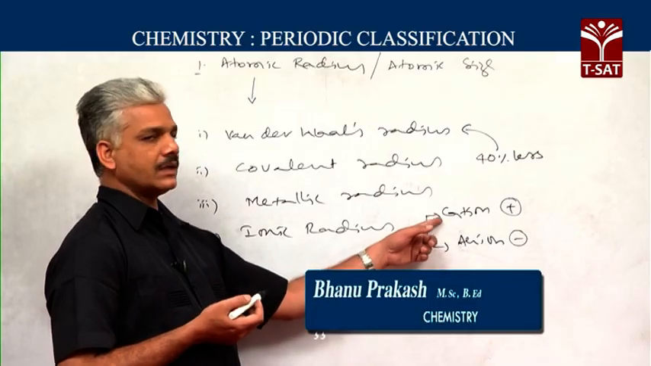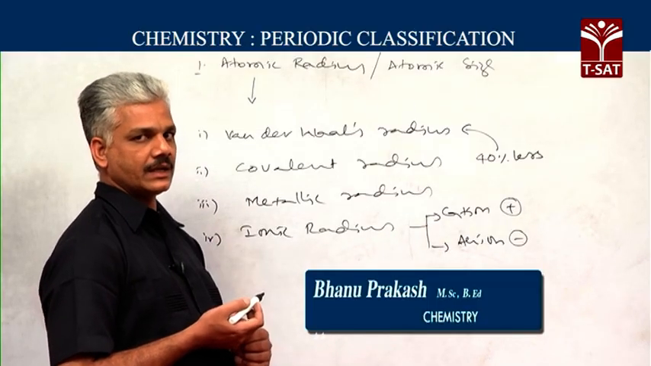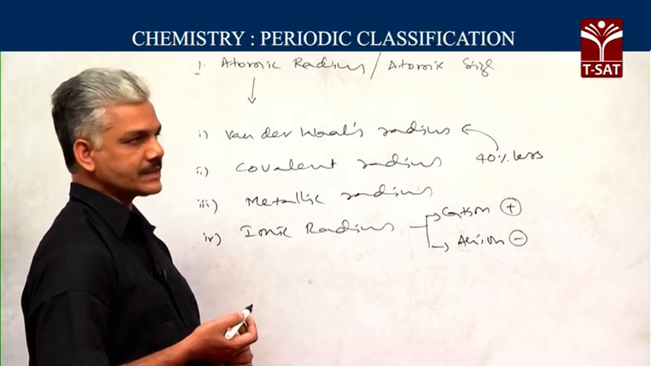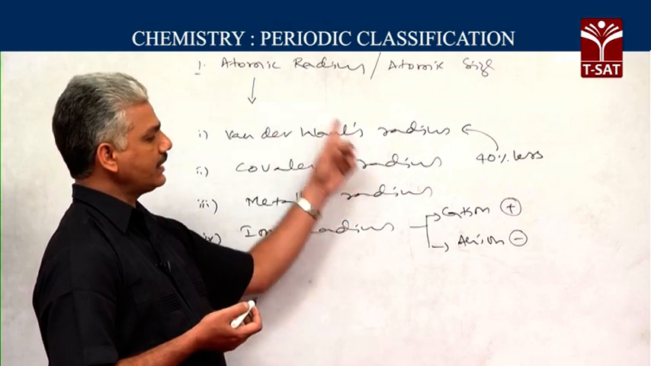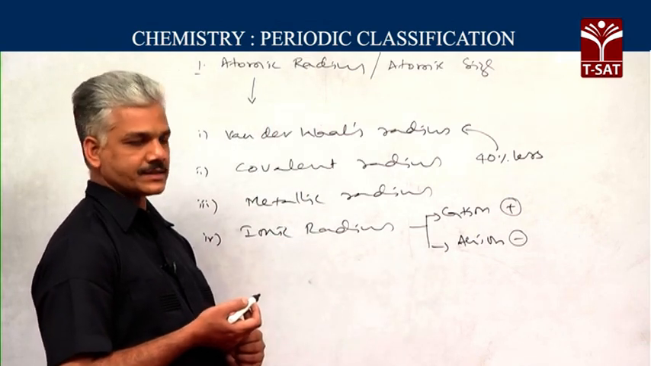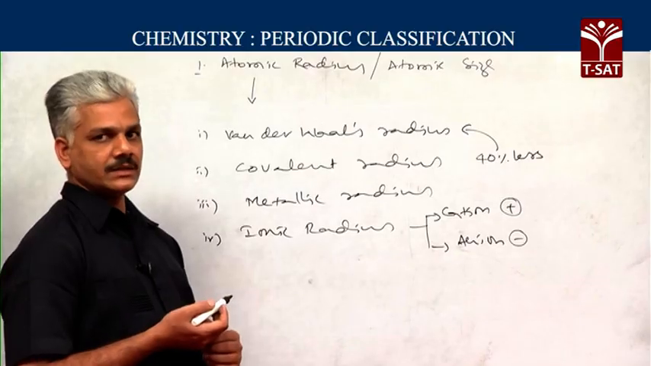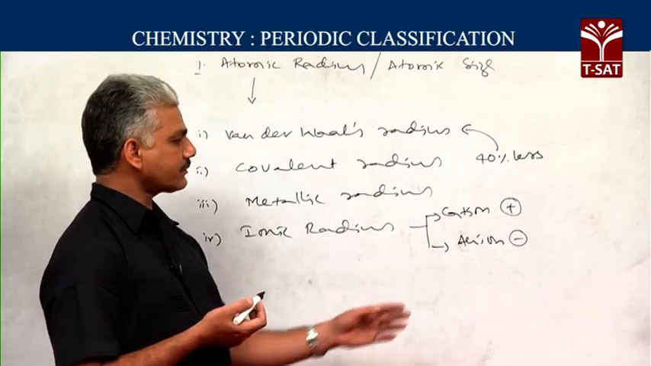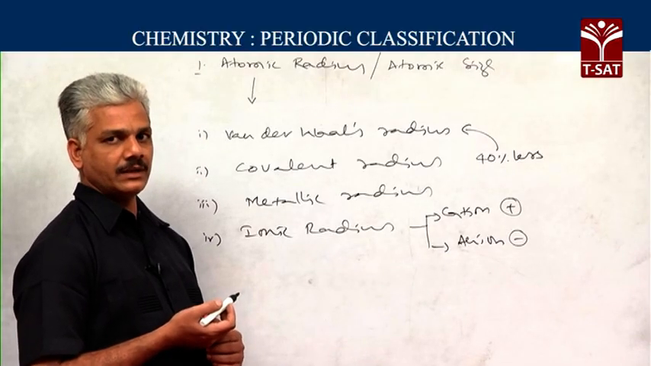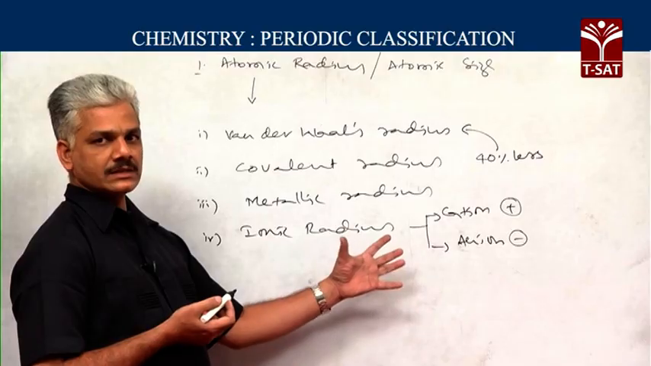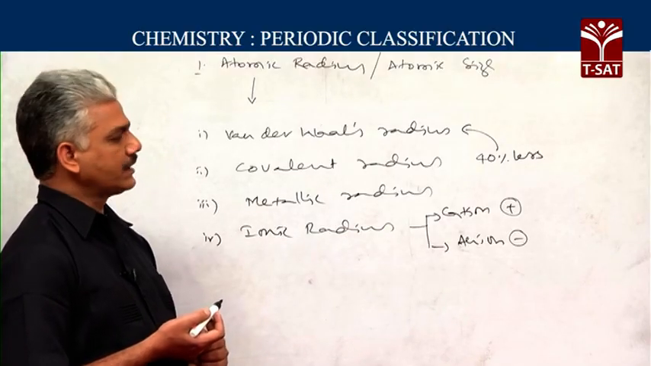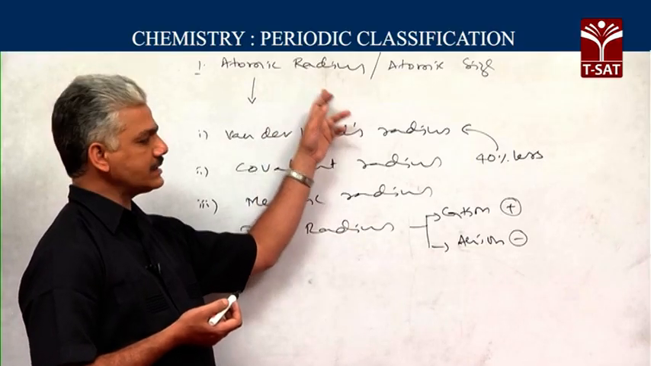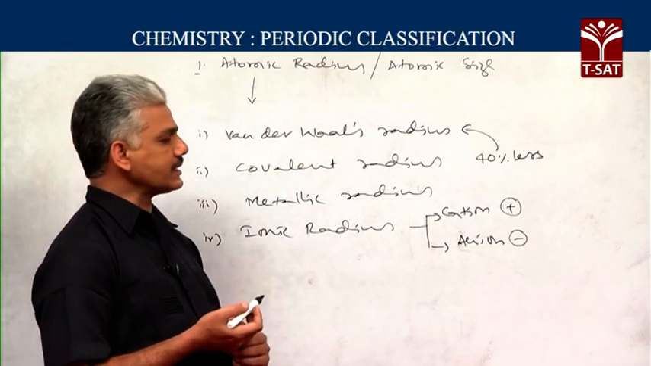Hence, the nuclear force of attraction will be more in case of cations, and as a result its radius is always less compared to atomic radius as well as anionic radius. In case of anion, as the number of electrons are more than that of protons present inside the nucleus, the nuclear force of attraction will be reduced and hence slight expansion takes place. Hence, anionic radius is always higher than that of atomic radius as well as cationic radius.